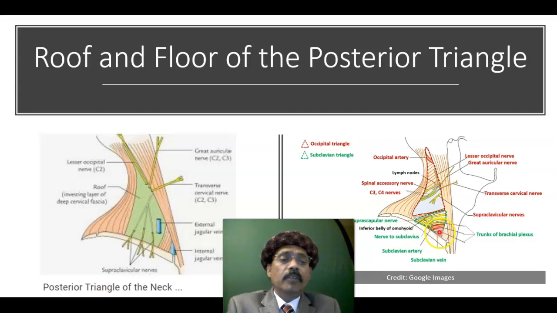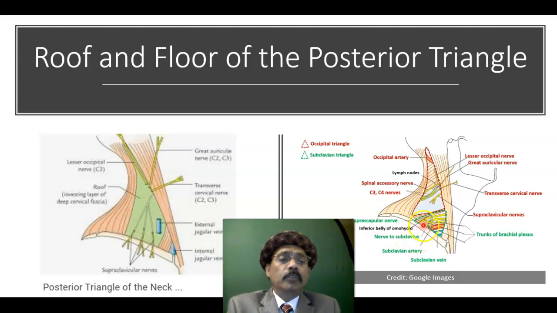It contains the subclavian artery and subclavian vein. Plus, it also contains part of the brachial plexus: the upper trunk, middle trunk, lower trunk, and part of the root. Branches also come from the upper trunk and root. We get the dorsal scapular nerve from C5 of the root. Directly from the upper trunk, we get the nerve to the subclavius and the suprascapular nerve.